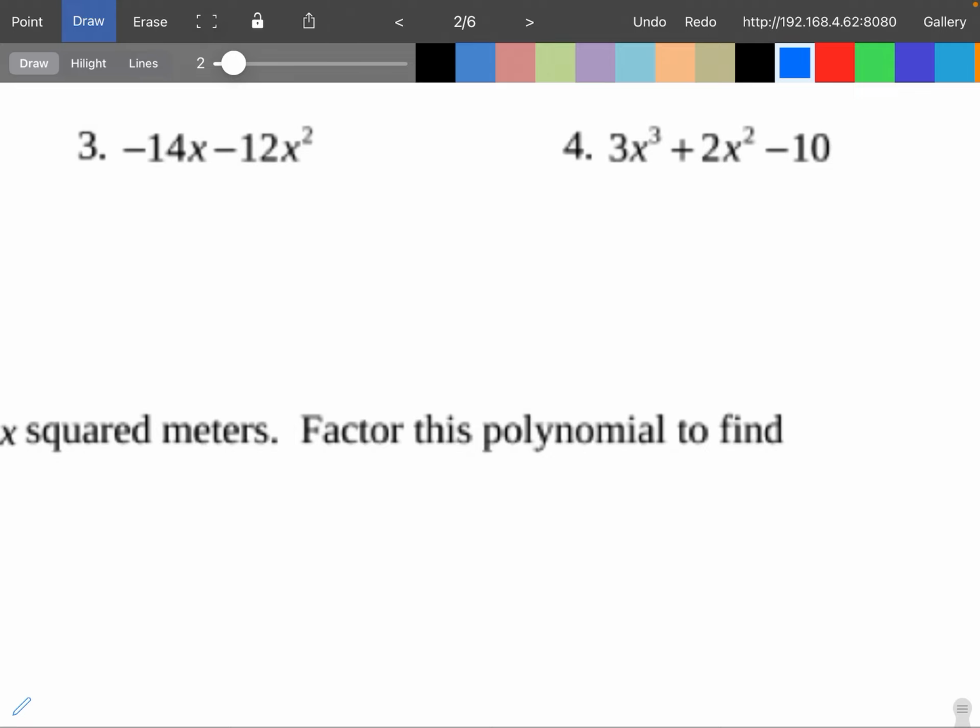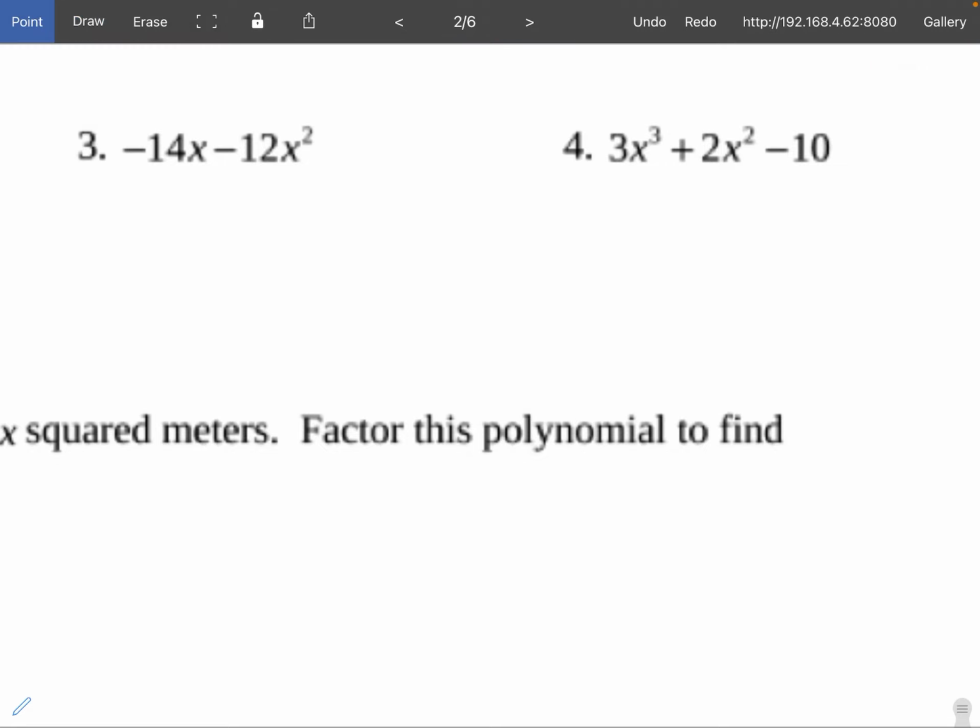All right, let's keep going. We gotta do like 3 more. So this one, what's the largest number that divides evenly into negative 14 and, well, actually, just 14 and 12? Yeah, in fact, they actually will do a negative 2.